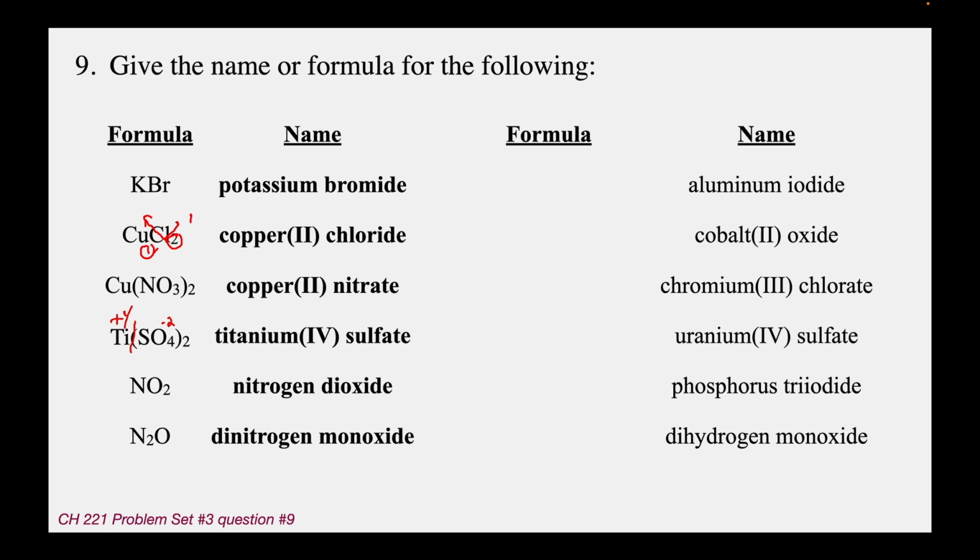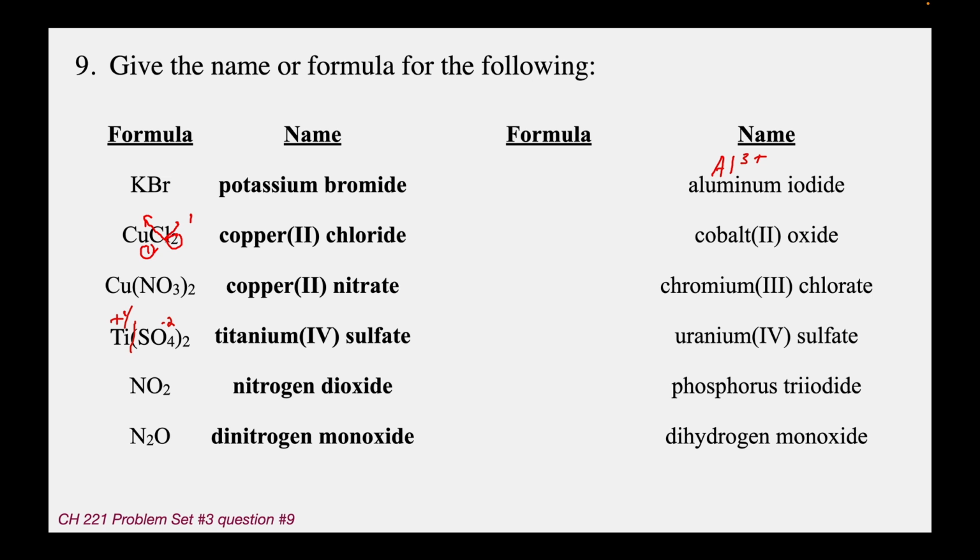On the right-hand column now, we're going to do the same thing. We're going to find the formula from the name. Now, aluminum is one of the stair-step elements. Aluminum is a positive 3. This is one of the things you have to know or memorize. It's aluminum, gallium, and indium. Those are all positive 3. Zinc and cadmium are positive 2, and silver is positive 1.